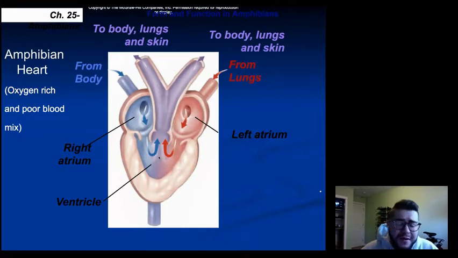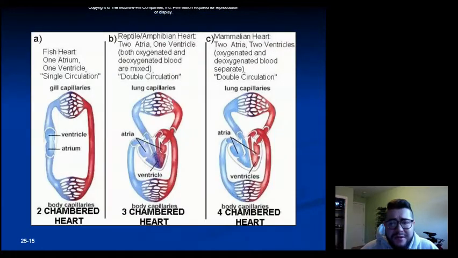But that works for the amphibian because their skin also does respiration. It's so thin that oxygen can diffuse through the skin. And so they can make up for not having fully oxygenated blood by having skin that allows them to respire as well. And we can just see here comparing the different hearts that we'll see.